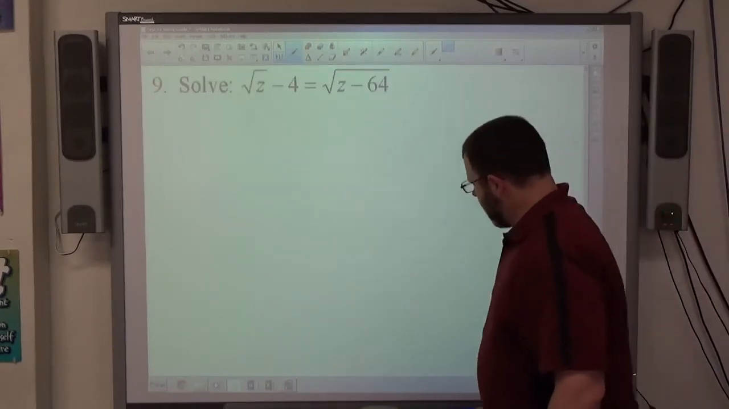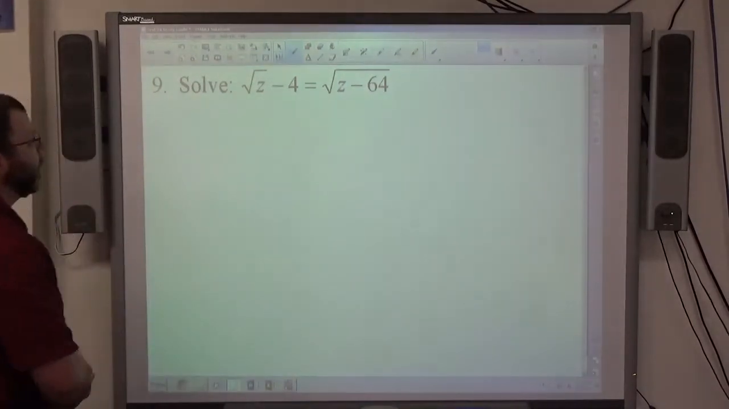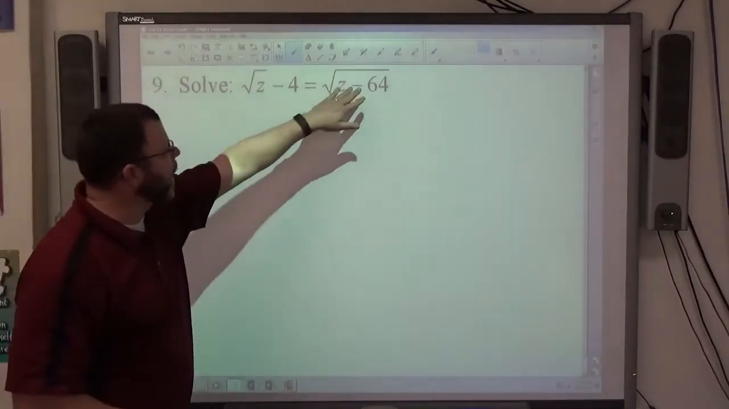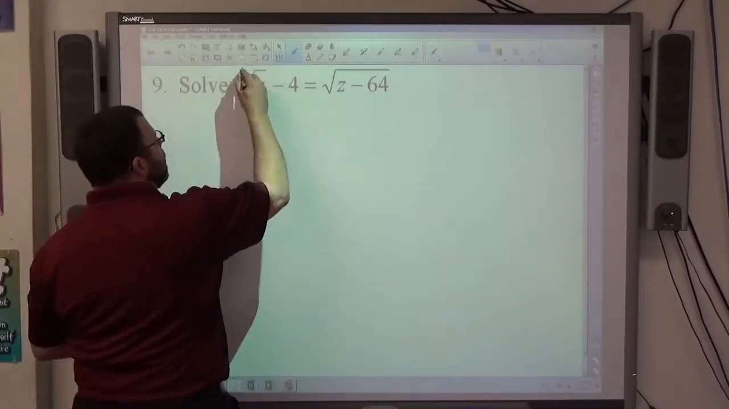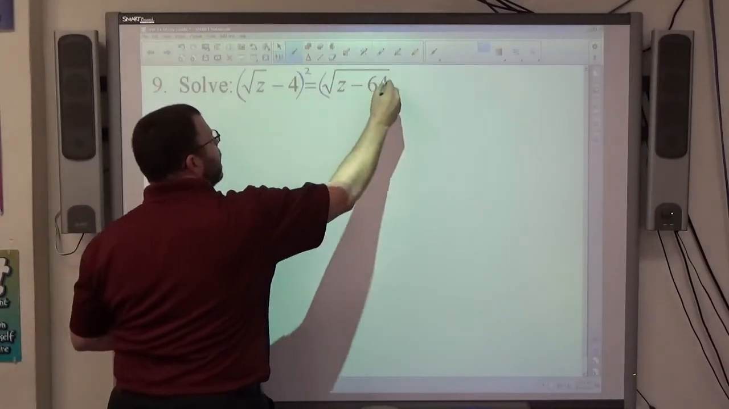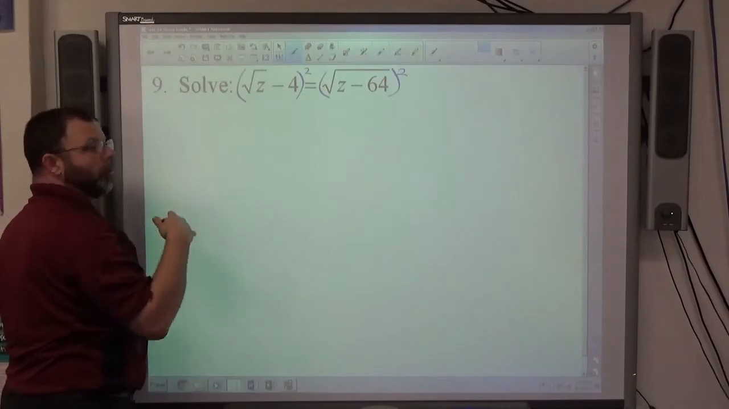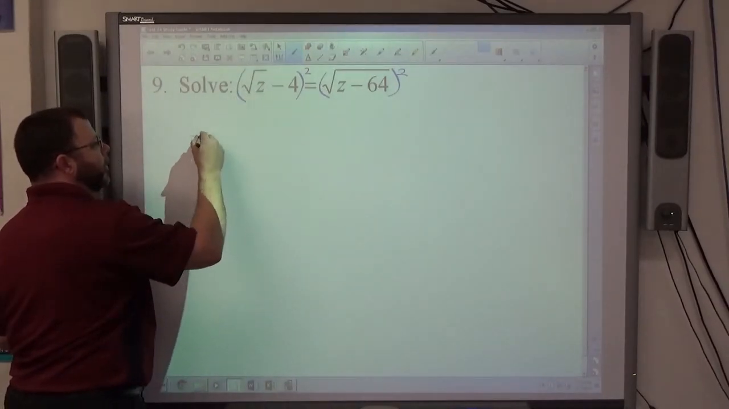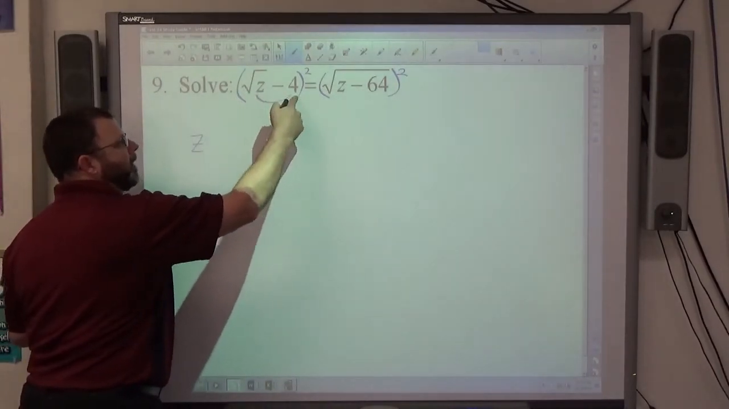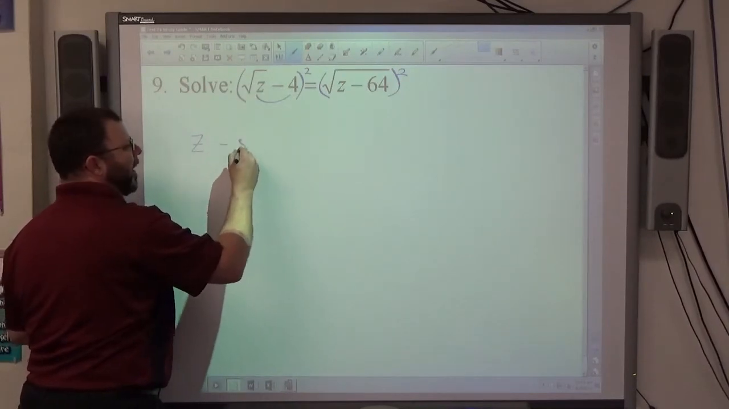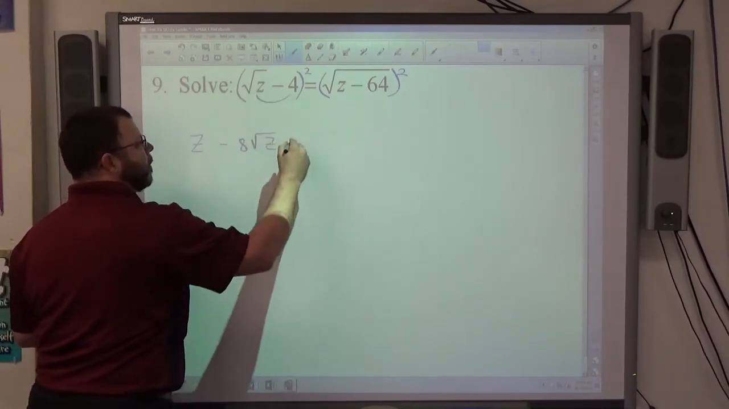Number 9, solving a radical equation. The uglier radical is already isolated, so the first thing I would do is square the left and square the right. The left is a binomial squared, so I have to square the binomial the way I always do, which is square the first object, double the product, negative 4 square root of z doubled is negative 8 square root of z, and square the second.